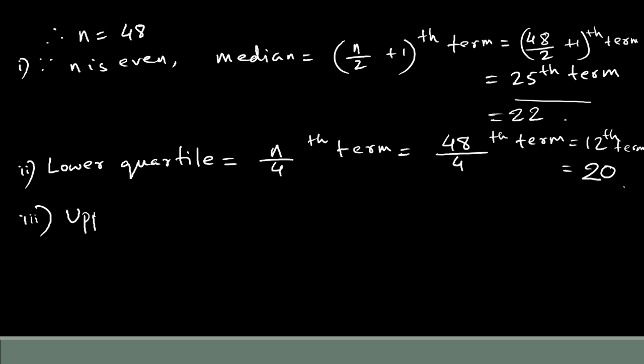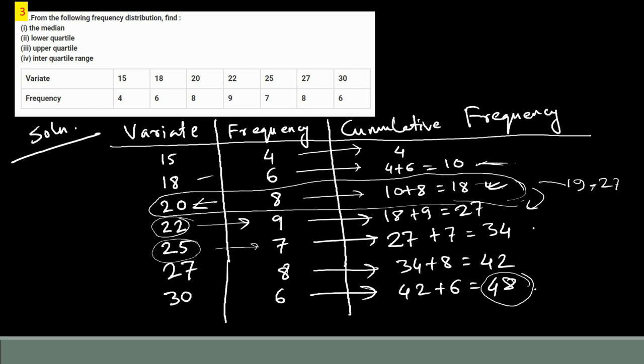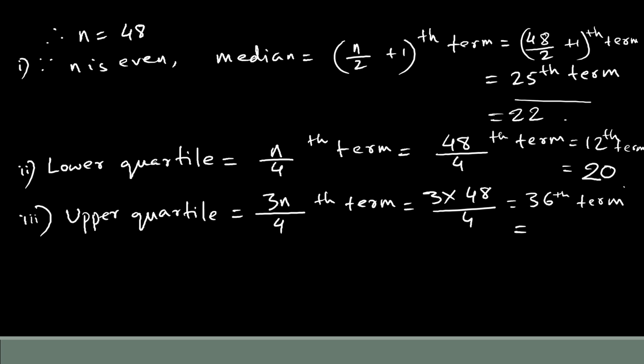Okay, and the upper quartile. It will be the 3n by fourth term. So what is n? n is 48, so 3 times 48 by 4, that is the 36th term. Let's see what is there in the 36th term for us. Up till the 34th term it was 25. And then from the 35th to 42nd term it is 27, right? So the answer will be 27 for the upper quartile. And the last one was the interquartile range.